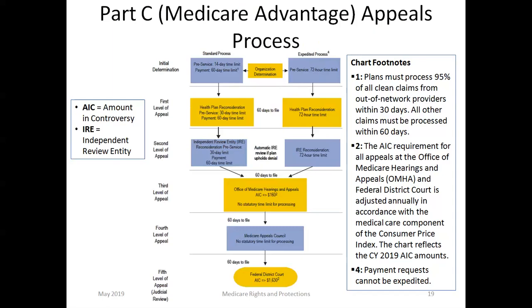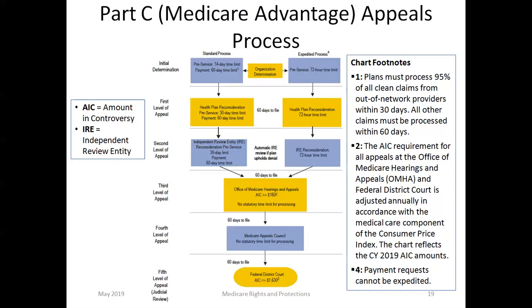And of course, for some reason, the amount changes here. It goes to the Office of Medicare Hearings and Appeals. That's if it's $160. Well, this says 160. I think they changed it this year to 170. So the one on here is not correct. And of course, they've got no statutory limit for processing. So keep in mind that's another one. No statutory time limit for processing, so they can take as much time as they want, obviously.